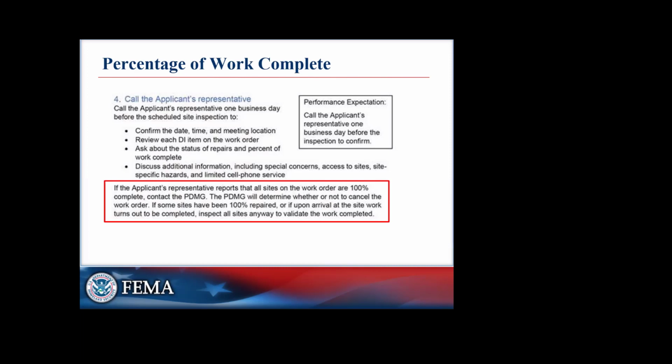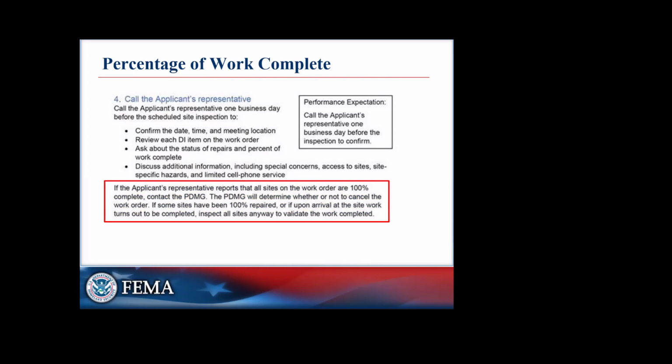So as you see on the slide here, this is just a snippet from the site inspector job aid. Anyone who is a site inspector should read that, should know it, along with the site inspector position assist. So as you see highlighted here, if an applicant representative reports that all sites on the work order are 100% complete, contact the program delivery manager. The program delivery manager will determine whether or not to cancel the work order. If some sites have been 100% repaired, or if upon arrival at the site, work turns out to be completed, inspect all the sites anyway to validate the work completion.